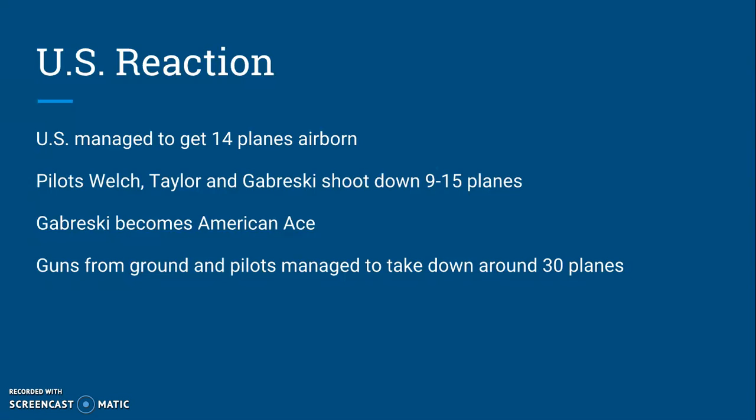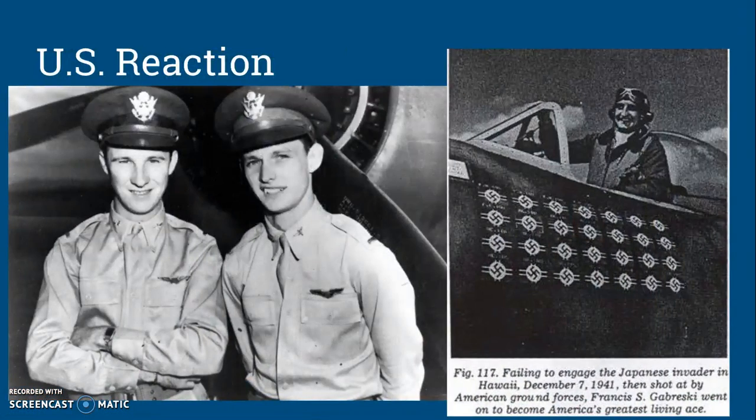And we were also able to load up some guns with ammunition from the ground, which managed to shoot down roughly 15 planes as well, so about 30 Japanese planes were taken down. And then this is a picture. On the left, you can see George Welch and Kenneth Taylor, and then on the right, you can see Gabreski and his plane, and the Nazi stickers on his plane are more aircraft that he was able to shoot down.